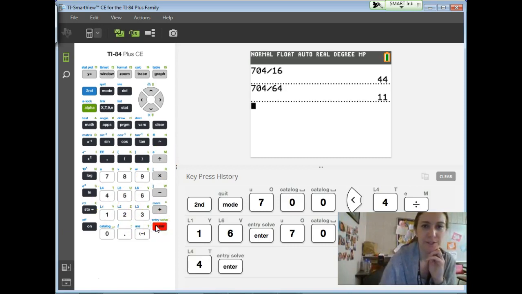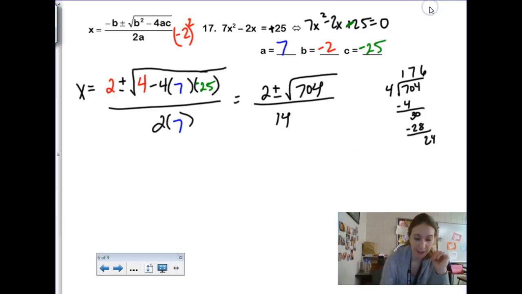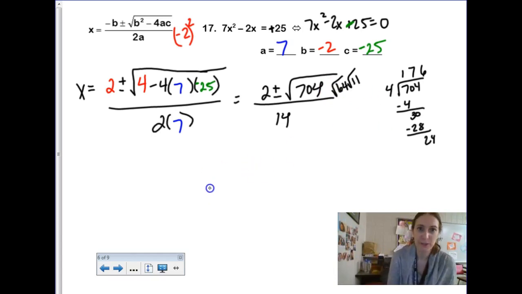Fingers crossed. This is the one. There we go. So 704 is 64 times 11. Okay. That was a nice trip down memory lane, wasn't it? So this is really the square root of 64 times the square root of 11, and we know the square root of 64 is really an 8.